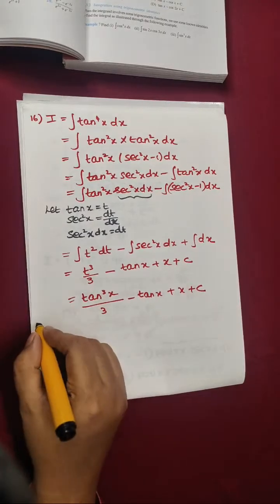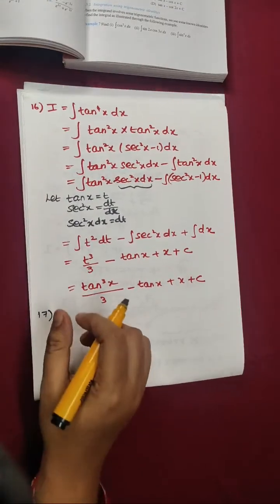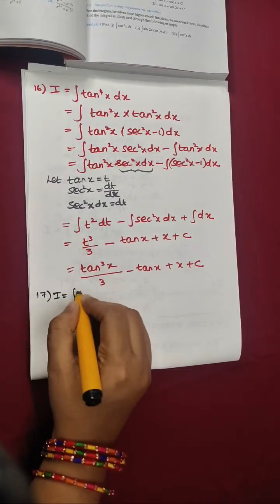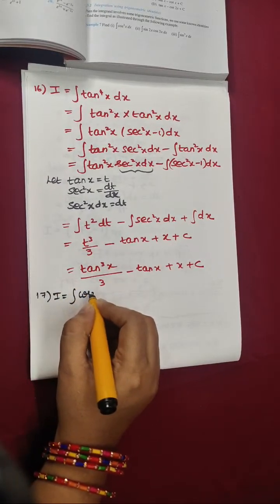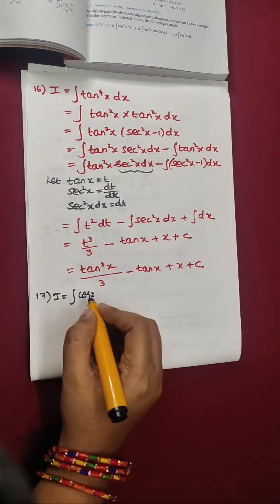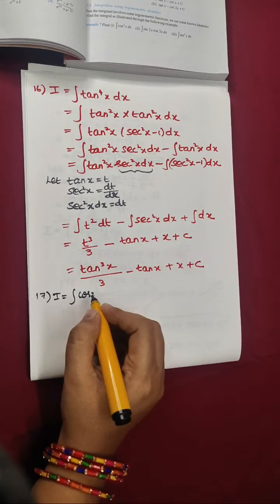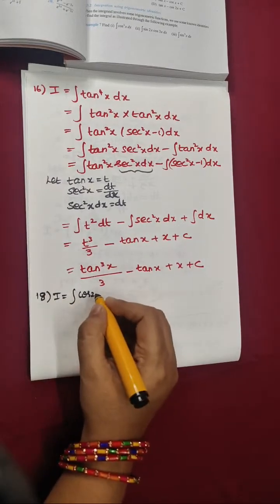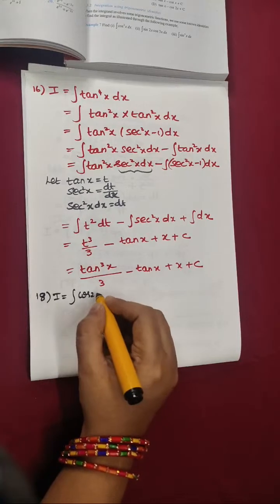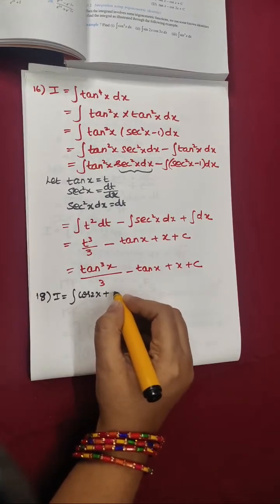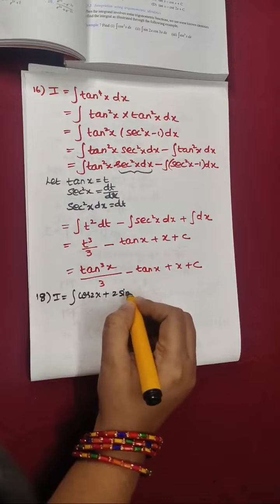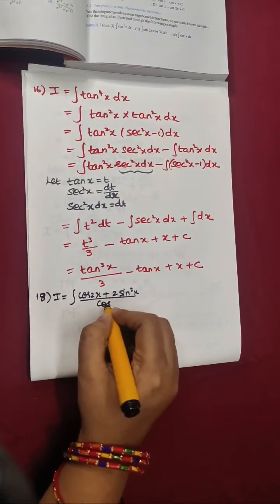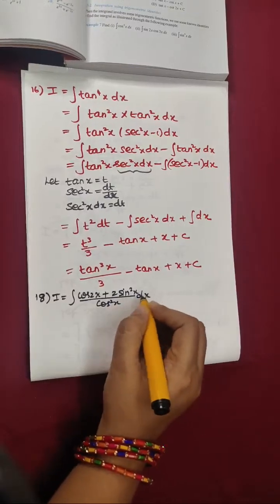Question number 17. I equal to cos 2x. This is question number 18. Let's do this first, then we'll move to the 17th question. So cos 2x plus 2 sin square x by cos square x dx.